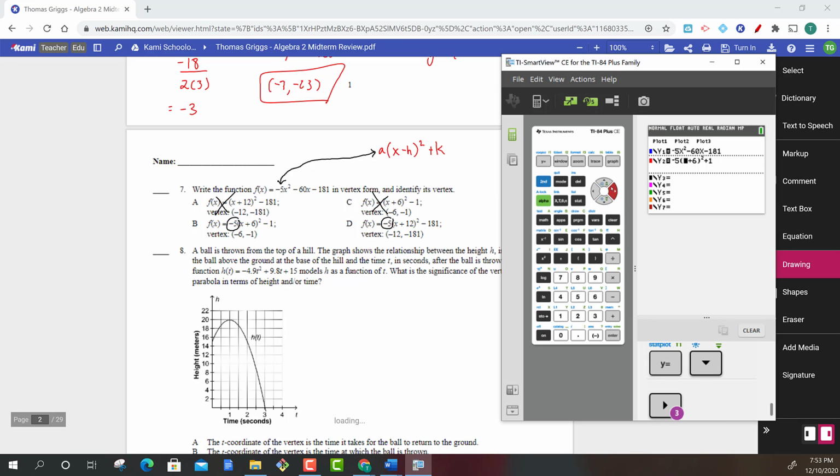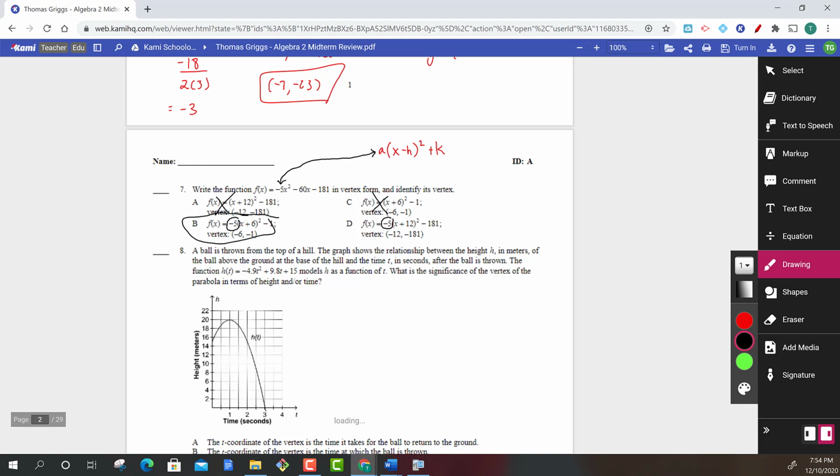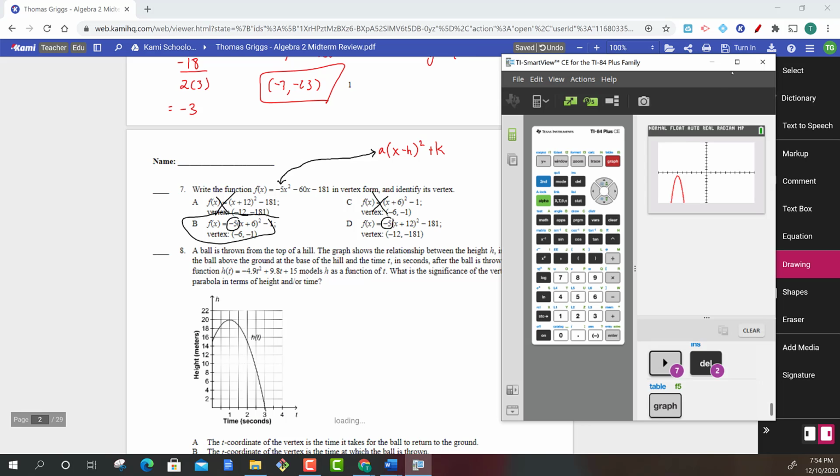So let's see. It must be choice D. So I'm going to type in choice D in the calculator. Just kidding. Had a typo. It is answer B. So when you graph both of those in y equals, they should map onto each other. So I must have had a typo. So it is answer choice B.